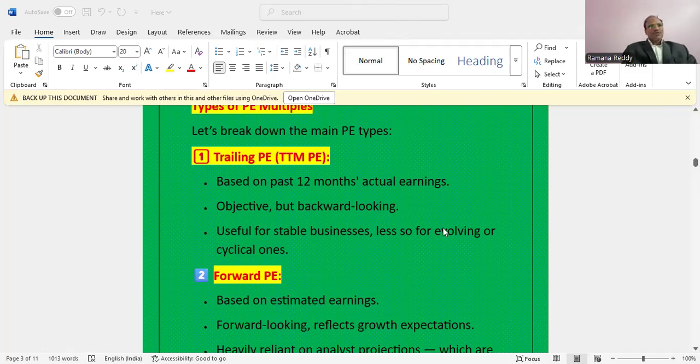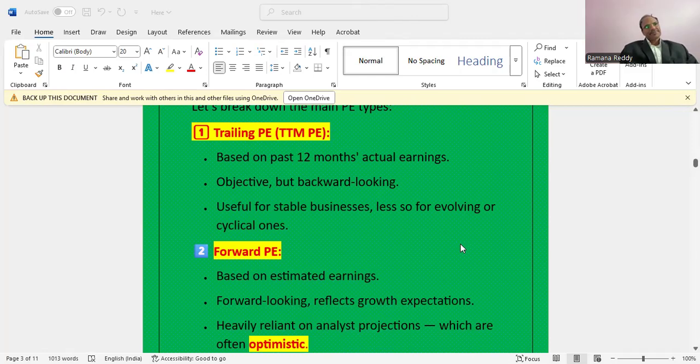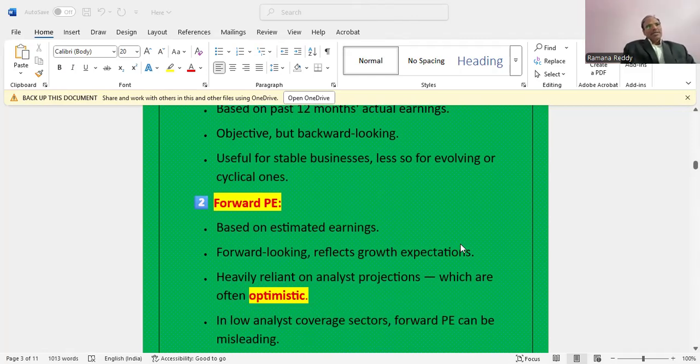Second one, forward PE, based on estimated earnings. Forward looking, it reflects growth expectations. Heavily reliant on analyst projections, which are often optimistic. In low analyst coverage sectors, forward PE can be misleading.